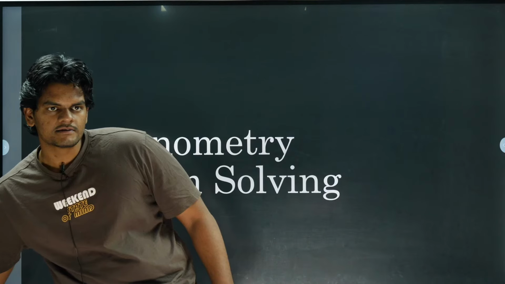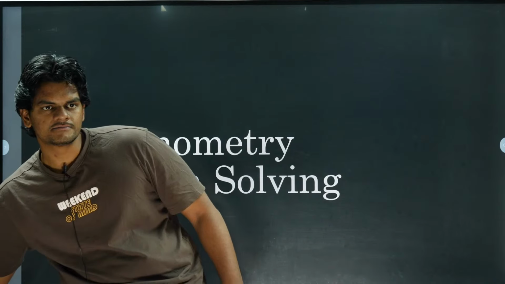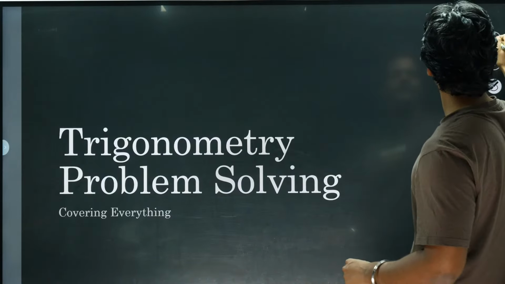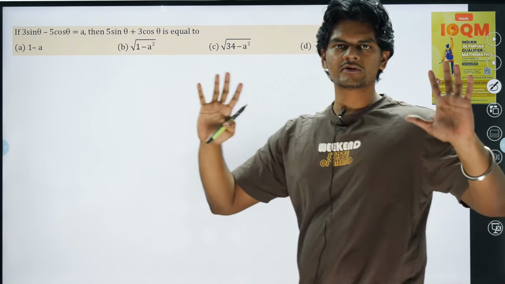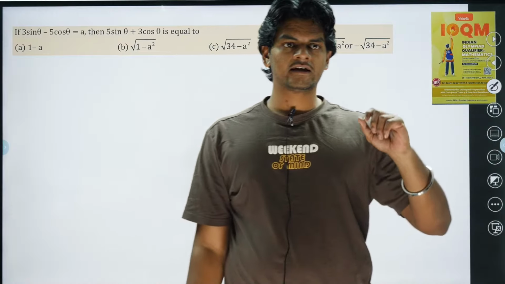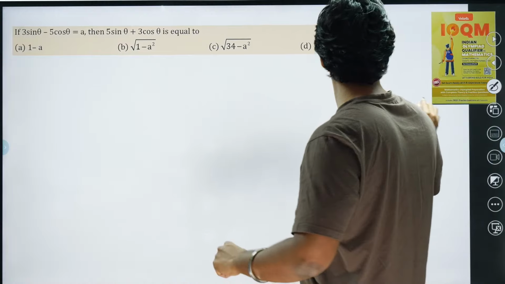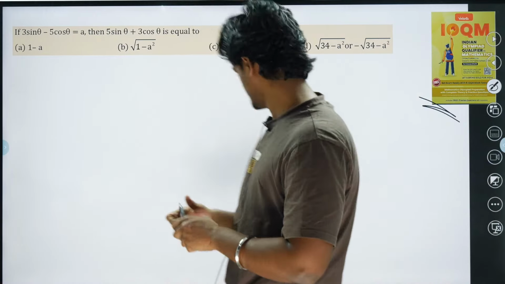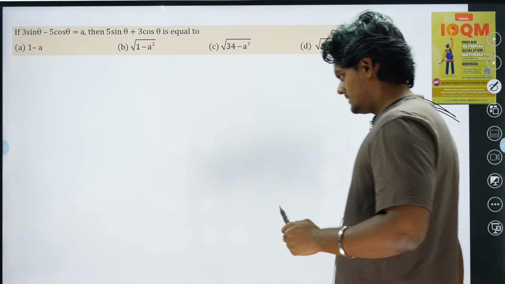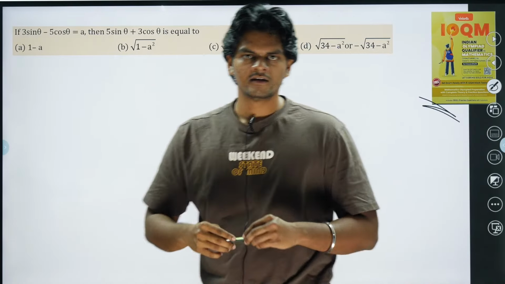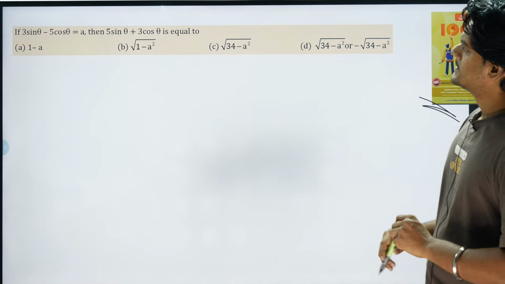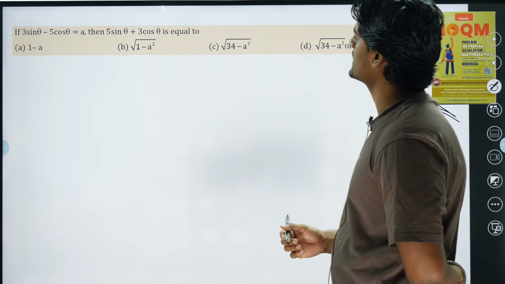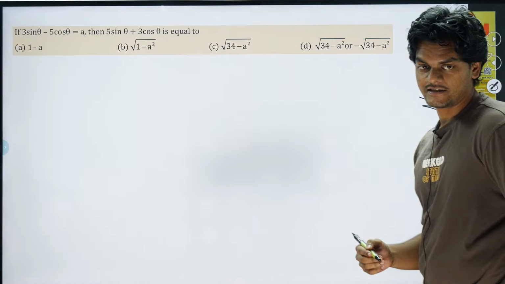Okay, anyways, I'll start. Whoever is there, let's start with it. Solve this question. All the questions I have picked up are from this book, the IOQM book by VOS. I hope the screen is visible. The question is visible: 3 sin theta minus 5 cos theta is equal to A. Then 5 sin theta plus 3 cos theta is equal to what?